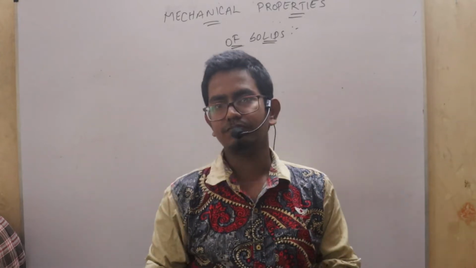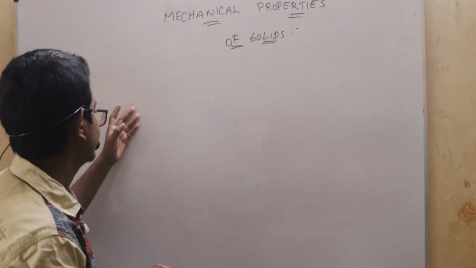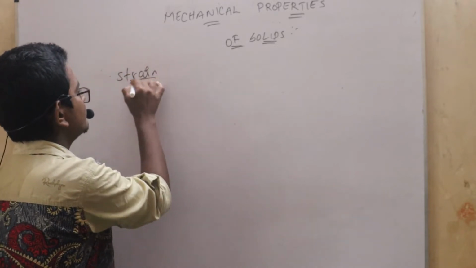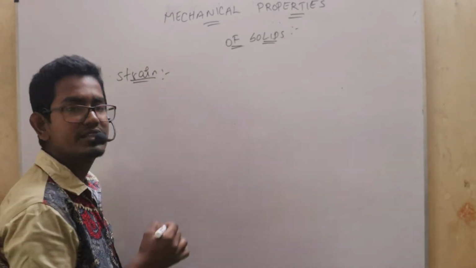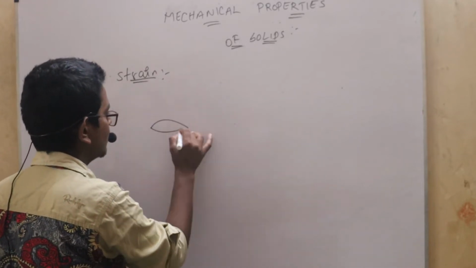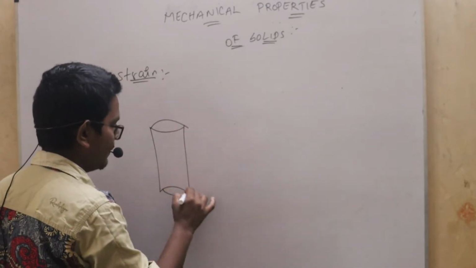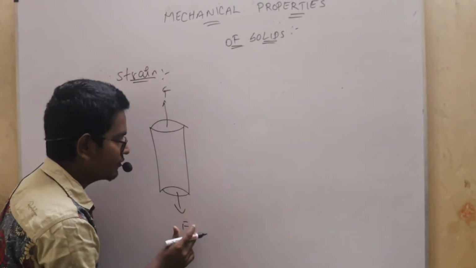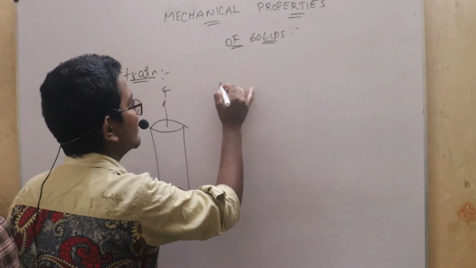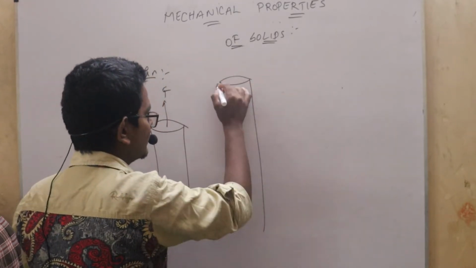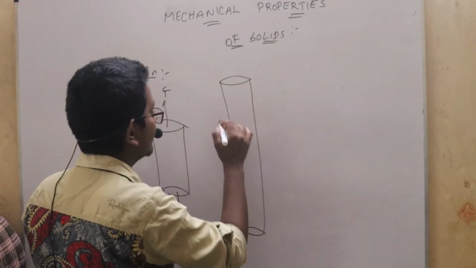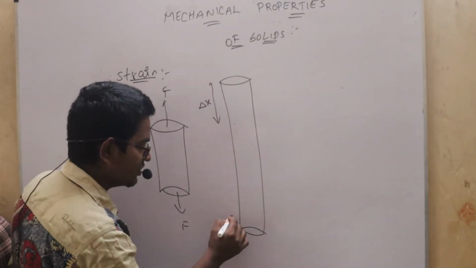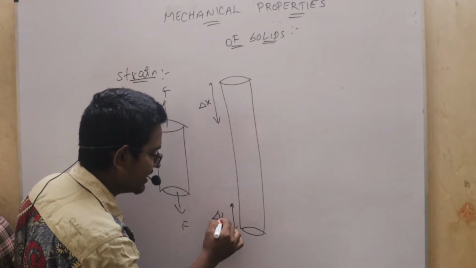Now in this lecture, we are going to study about strain. So what is strain? As you can see here, in the tensile stress, I am applying deforming force from both the ends. Whenever I apply the deforming force, you can observe the change in the length. It is a change in the length, I am considering it as del x. It is also a change in the length, I am considering it as del x.